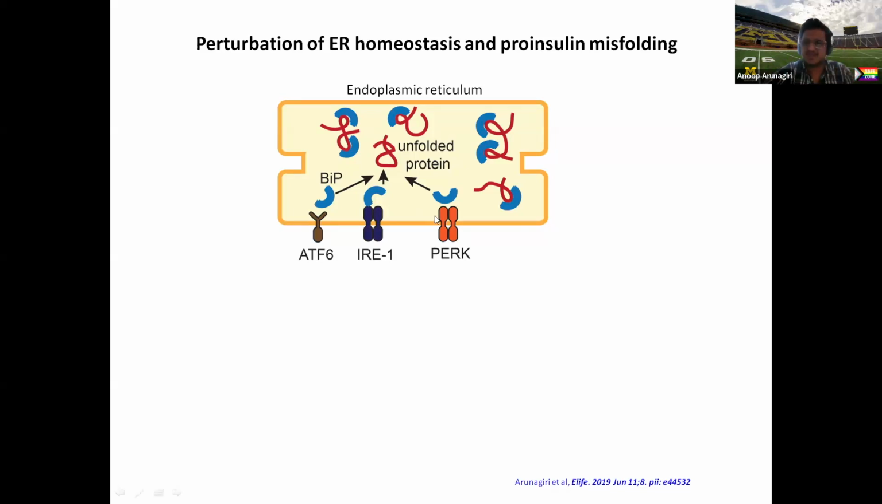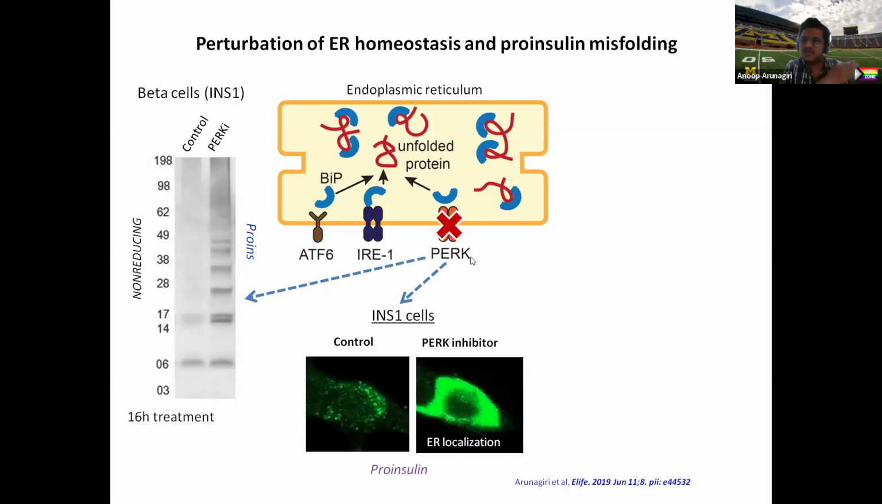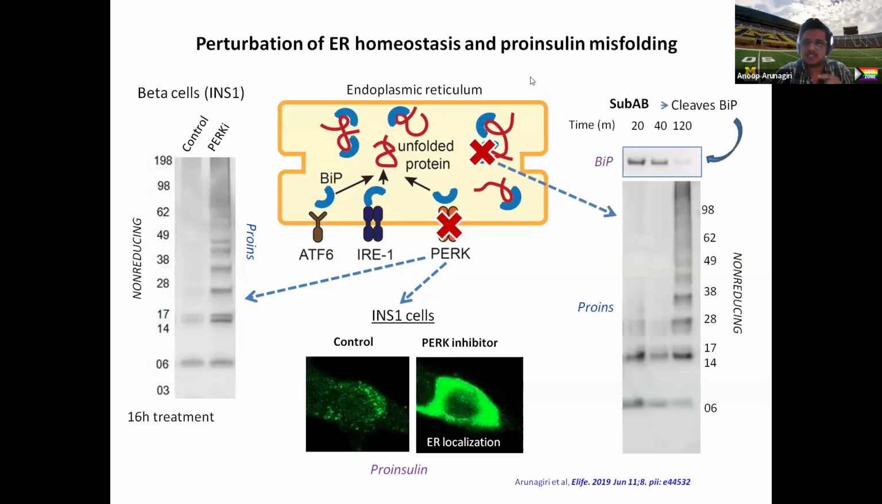So we used a very simple approach. We added a drug to attack a protein, and then see if we see any effect on proinsulin folding. So we used a drug called PERK inhibitor. As the name suggests, we are going to inhibit PERK. So when we did that, we saw the same result that we saw with Akita, disulfide aggregates and ER retention of proinsulin. Next, we targeted this protein called BiP. BiP is a very well-known chaperone that facilitates protein folding. We killed BiP using this toxin called SubAB.